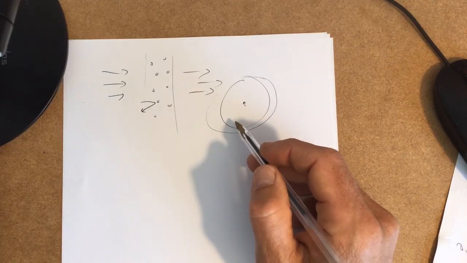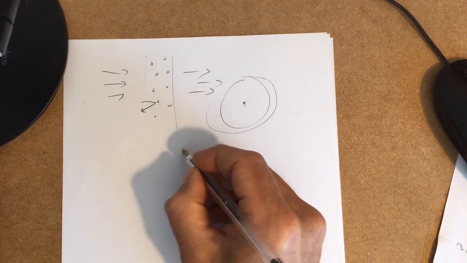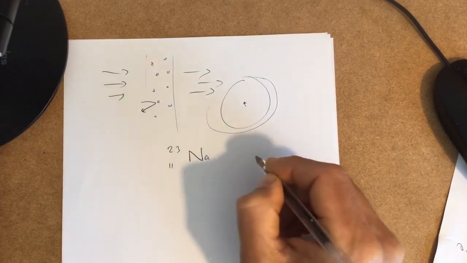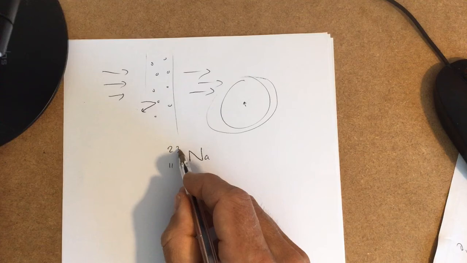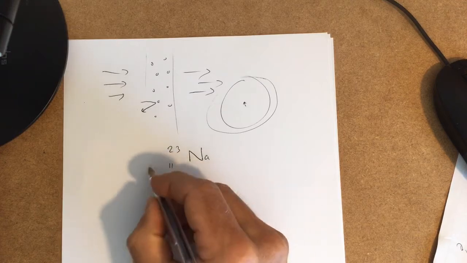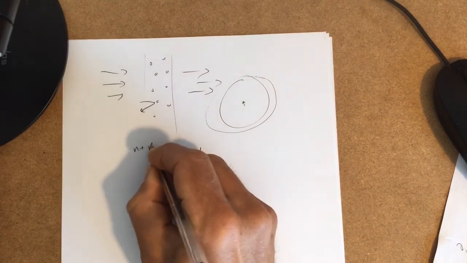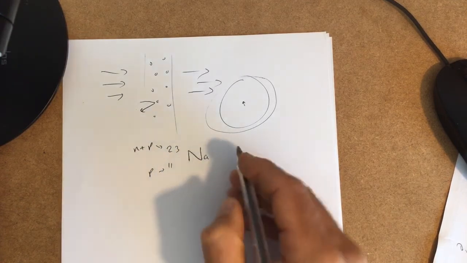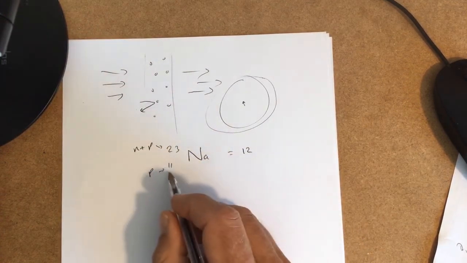Okay, number 3. How many neutrons are there in this element? Well, we've got 23 and 11. This is sodium. So how many neutrons? That tells us the total number of particles in the nucleus. There are 23 altogether. 11 of them are protons. So that's N plus P. That's P. So it must be 23 take away 11 equals 12 neutrons.